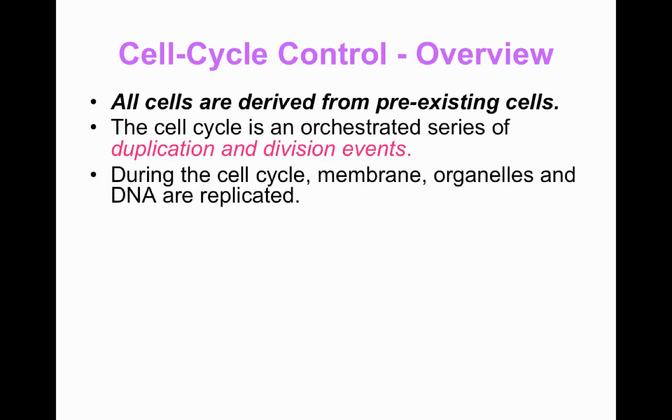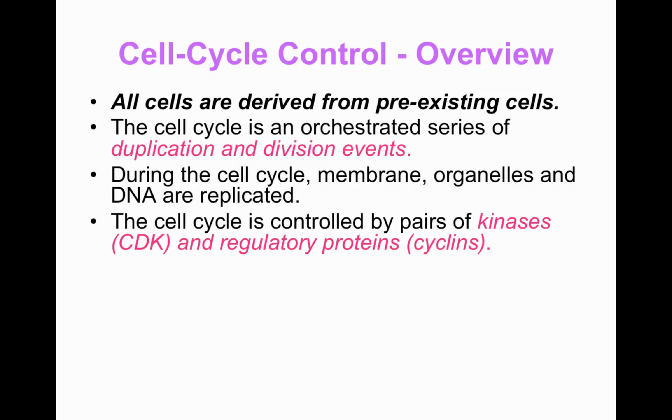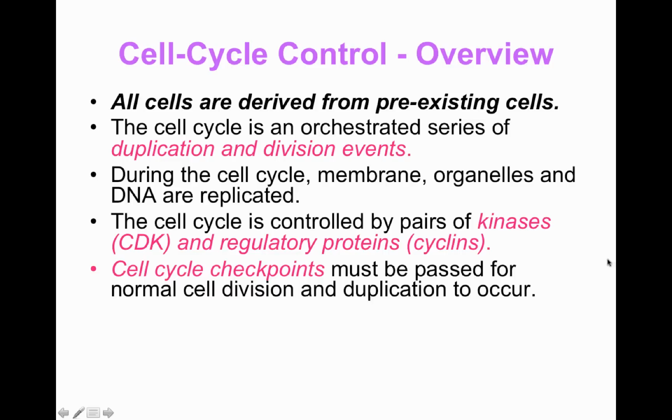During the cell cycle, material such as the membrane, the organelles, and the DNA are going to be replicated, and eventually they're going to be equally divided into the two daughter cells. The cell cycle is controlled by a pair of kinases called the CDK proteins, and they're controlled by regulatory proteins called cyclins. What we're going to look at is how the cyclins and the CDKs interact with one another to control the cell cycle.